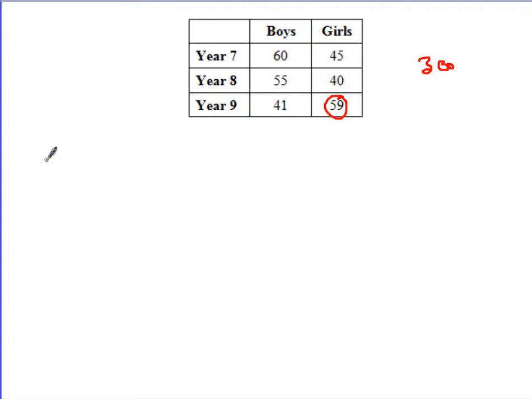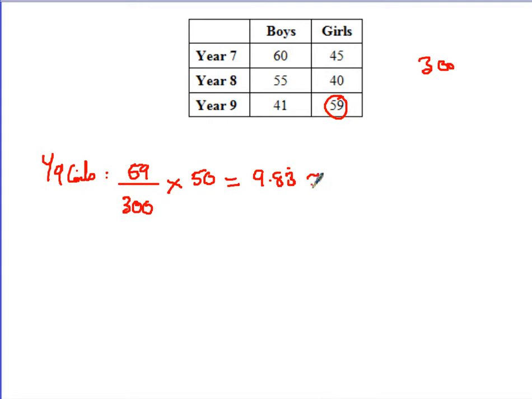So year 9 girls, the sample will be 59 out of our 300, and then we're going to times that by our sample size, which is 50. So if we do 59 divided by 300, times that then by 50, that will then give us 9.83 recurring, which then roughly equals 10 students.